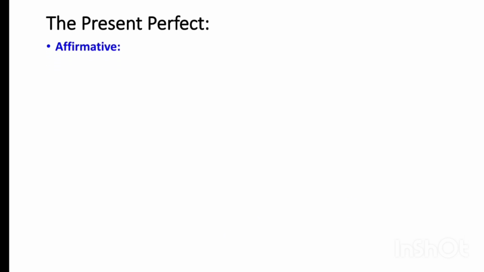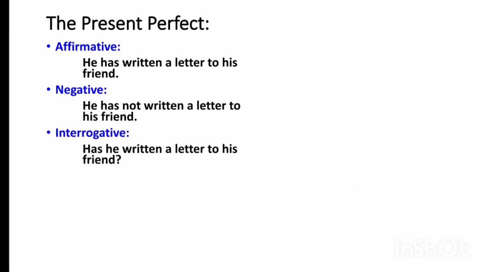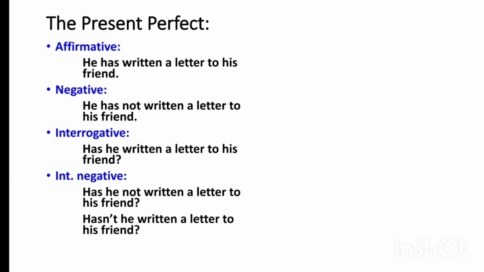So some more verb structures, the same as we have done with the past indefinite. Present perfect की भी हम सारी sentence structure यहाँ एक बार देख लेते हैं. So ये चीज़ें और आसान हो जाएंगी आपके लिए. Affirmative, he has written a letter to his friend. He has not written a letter to his friend. Has he written a letter to his friend? Has he not written a letter to his friend? Hasn't he written a letter to his friend? Affirmative, negative, interrogative and interrogative negative at one place.